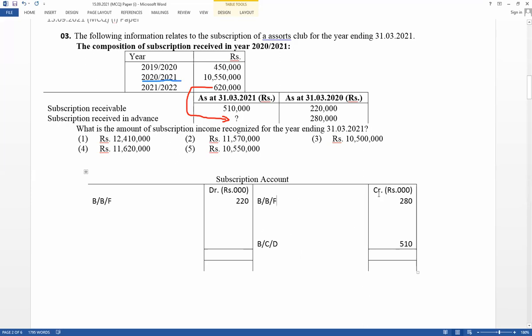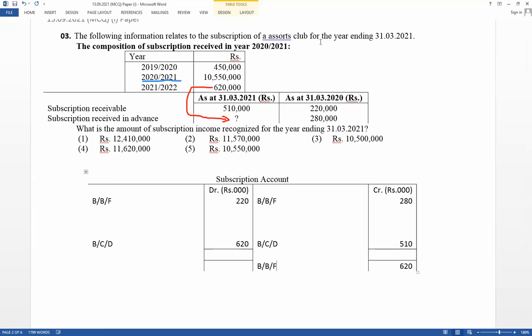And the closing balance has not been given clearly, but the composition of subscription received in cash is given. It includes 620 relevant for next financial year. That value is balance carried down, from debit side to credit side. Balance brought forward on the credit side. And the subscription received amount during the accounting period is given.